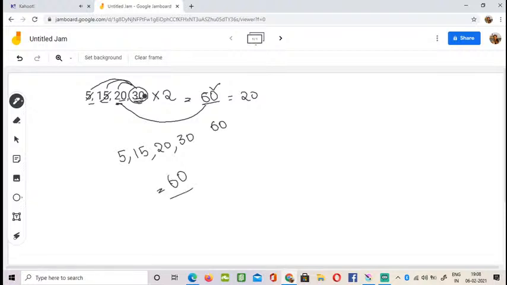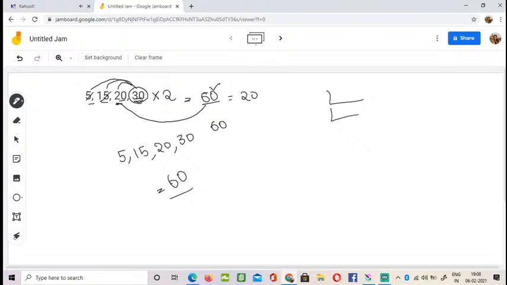This is a short trick. While I'm explaining, it takes a lot of time, but if you just do it normally, you can do it in a fraction of a second. You don't need to use the long LCM method. This is so easy. So for this problem, you will do it like this.